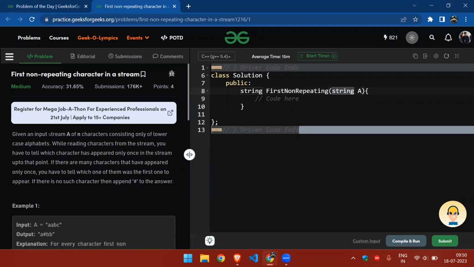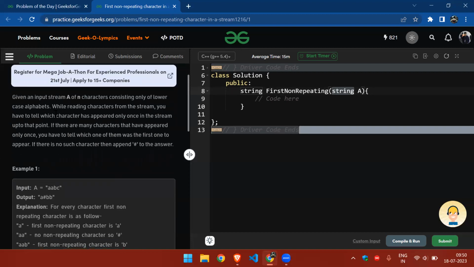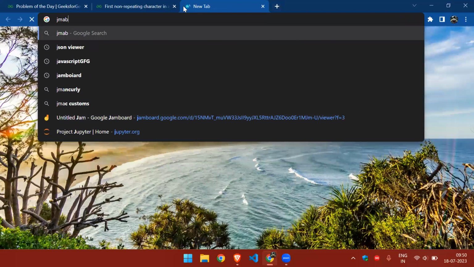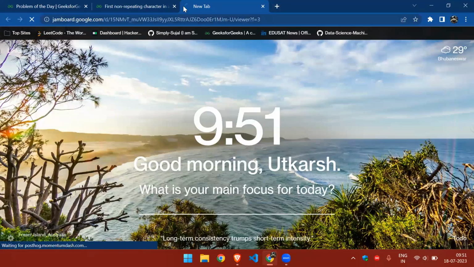Let's continue. We have been given an input stream A of n characters consisting of lowercase alphabets. While reading these characters from the stream, I have to tell which character has appeared only once in the stream up to that point. If there are many characters that have appeared only once, you have to tell which one was the first one to appear. Let's understand this problem through a Jamboard.